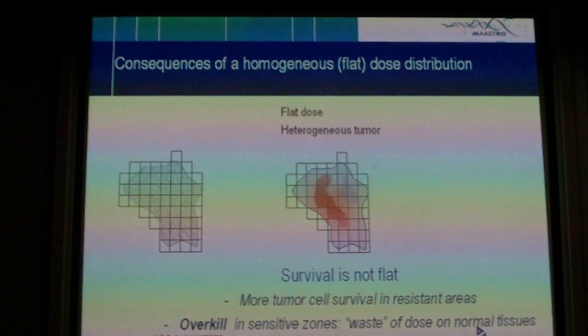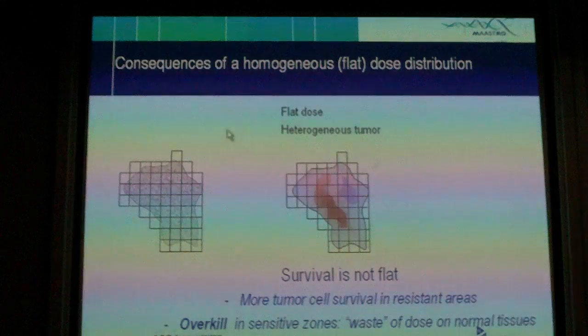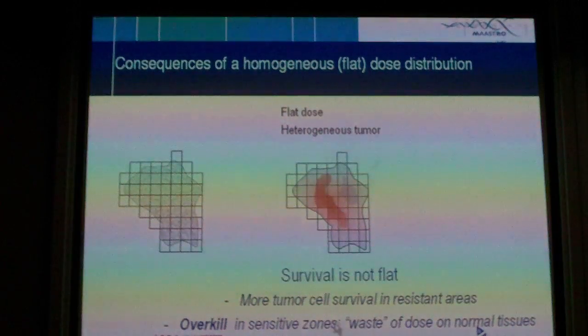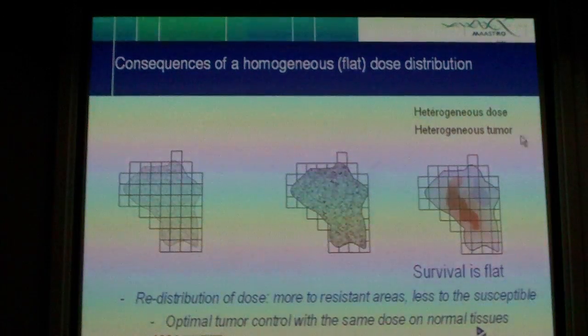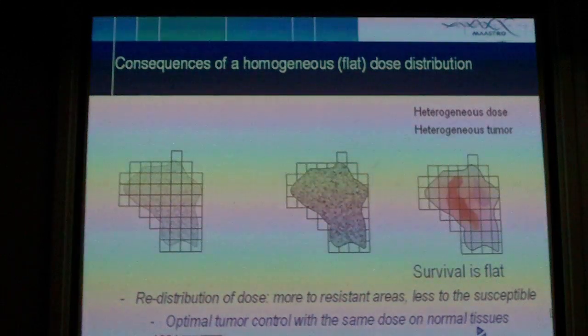However, we do know that a tumor is not homogeneous, it's heterogeneous. I showed you that with these biopsies from head and neck. So if you give a flat dose to a heterogeneous tumor, your survival is not flat, it's heterogeneous. So there will be more tumor cell survival in resistant areas, and you do an overkill in sensitive areas. So nowadays we do it this way. So heterogeneous dose to heterogeneous tumor, making that your survival is again flat. So you do a redistribution of the dose, more to resistant areas, less to the more sensitive areas, and you do an optimal tumor control with the same dose on normal tissues.